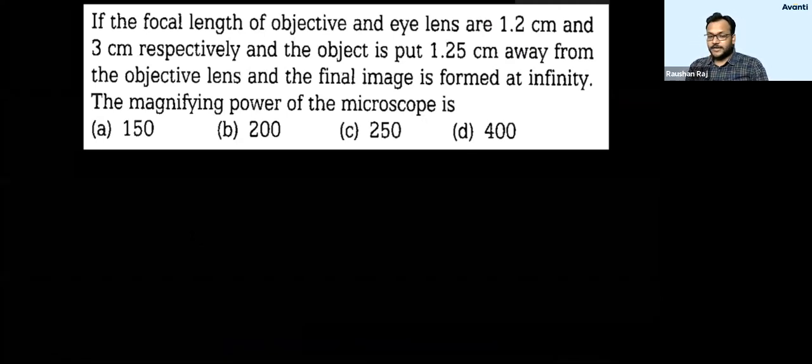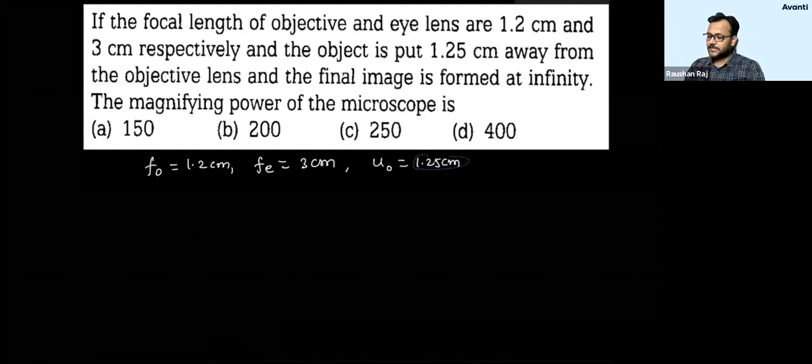देखो बच्चों, तो क्या क्या वैल्यू दिया हुआ है? We have this f naught value that is 1.2 centimeter. We have fe value that is 3 centimeter, and then the object is put 1.25 centimeter away from the objective lens. That is u naught is given to us, that is 1.25 centimeter. However, that will be negative. So let me use the sign as well. It will have a negative sign.